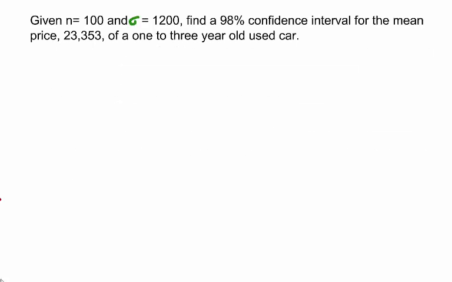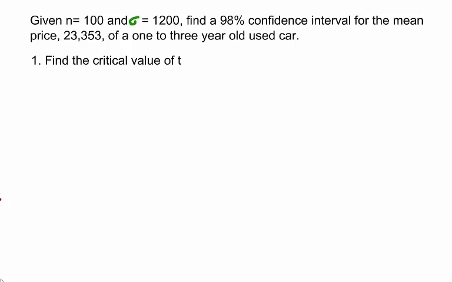Let's try a couple of sample problems. First, let's find a confidence interval. Given that sample size n equals 100 and sigma, our population standard deviation, equals 1200, find a 98% confidence interval for the mean price, $23,353, of a 1 to 3 year old used car.